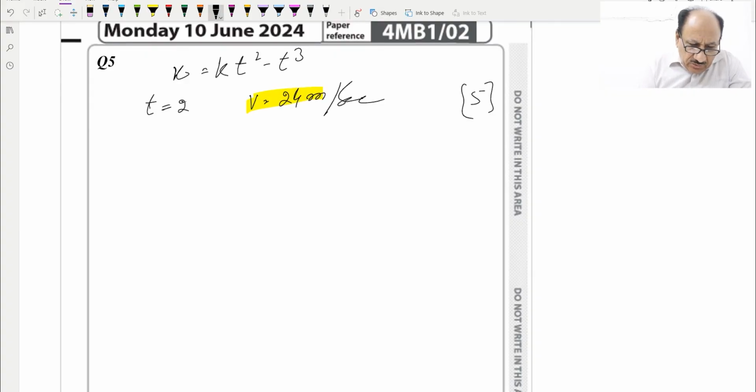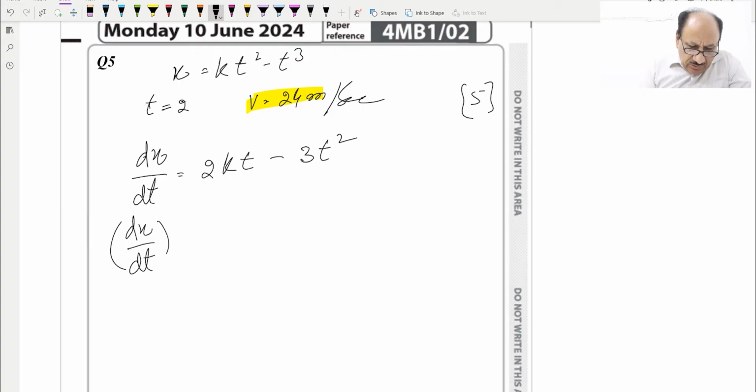We differentiate: dx by dt gives us the velocity. So this will be equal to the derivative of the given equation: 2 will be pulled out first, then kt minus 3t, the derivative of t cube will be 3t square, and hopefully you know how to differentiate. When I'm solving the past papers, I take it that you have done the method, and you will now just be solving the question.